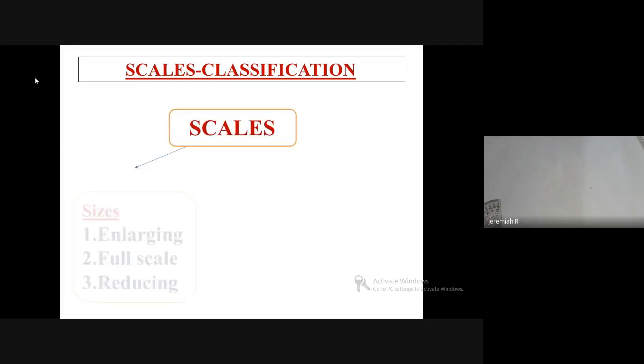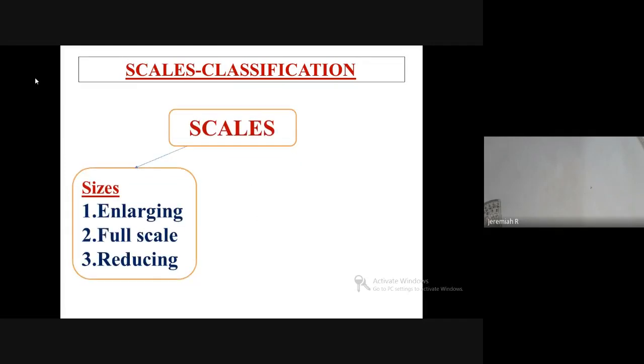The scales classification. This is by size, either enlarging. I already told you when the size is very small, like MEMS, micro electromechanical size, some nanoparticle size, there are some electric motors, I want to draw in a drawing sheet. We have to go for enlarging scale. Full scale is when the size is somewhat small. Just imagine I want to draw a calculator or a cell phone or a mobile cover or mouse or some small pen, some geometry box in a drawing sheet. These are all possible. But when the size is very small, we have to go for enlarging scale.